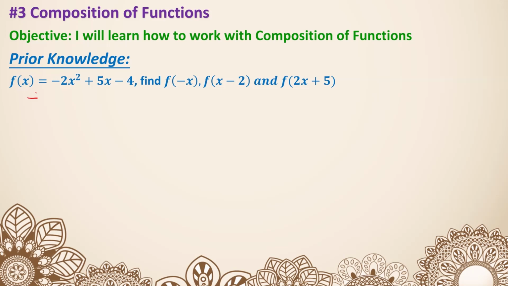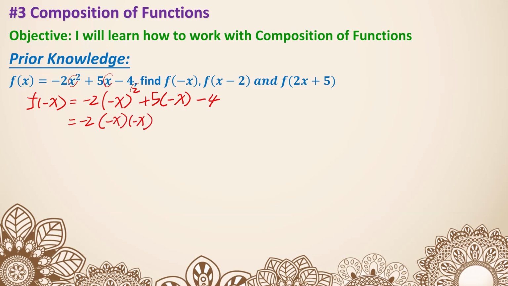So when we see f of negative x, that means wherever we see x, we're going to need to replace it with a negative x. So we have a negative 2, and then a negative x squared plus 5 times negative x minus 4. And I have suggested whenever you see square, write it twice. So we have a negative 2, then negative x, another negative x. 5 times negative x is a negative 5x with minus 4 on the end.